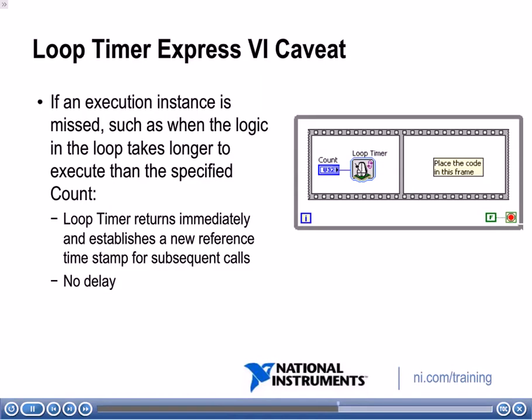Well, the loop timer is going to record a new initial time right away, and then it's going to go immediately to the next frame and execute code. So if for some reason in that loop the loop timer misses its expected time, it's going to automatically record a new initial time and then start over.